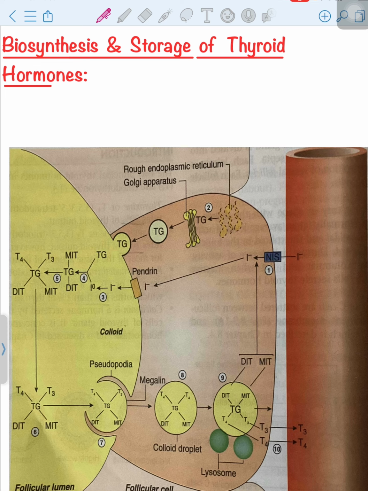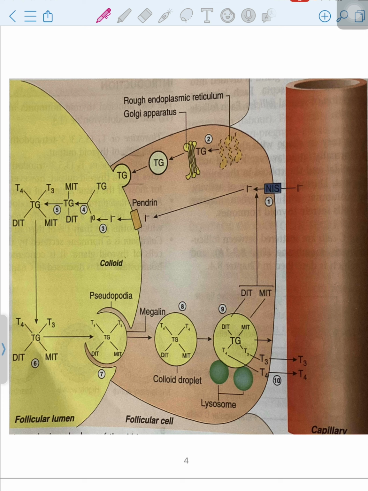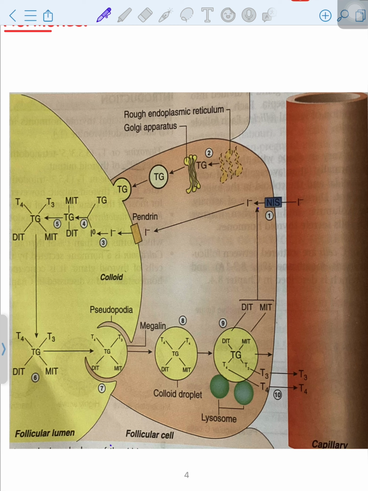Okay. Now let's see biosynthesis and storage of thyroid hormones with this picture. I'll try to explain it as easily as possible. Do focus. Okay. Now we are going to see how the iodine that we take in our food influences the formation of our thyroid hormones, that is T3 and T4. Okay, let's see.